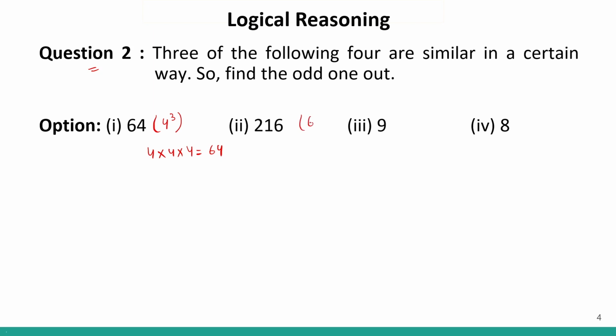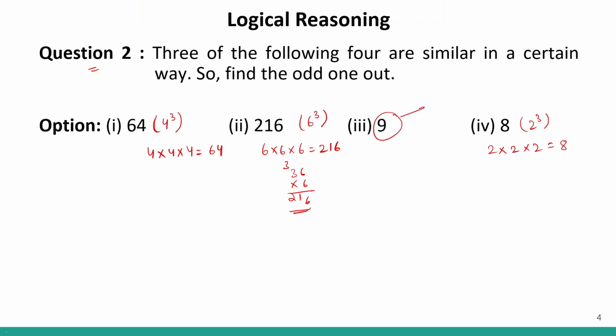Similarly, 216 is 6 cube. That is 6 into 6 into 6 will give us 216. 6 6s are 36, and 36 into 6, if we do, 3 will be carried, and we get 216. So this is 6 cube. 8 is again 2 cube, so 2 into 2 into 2 will give us 8.